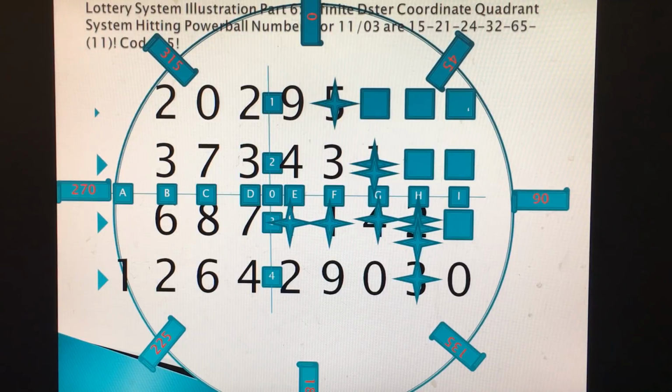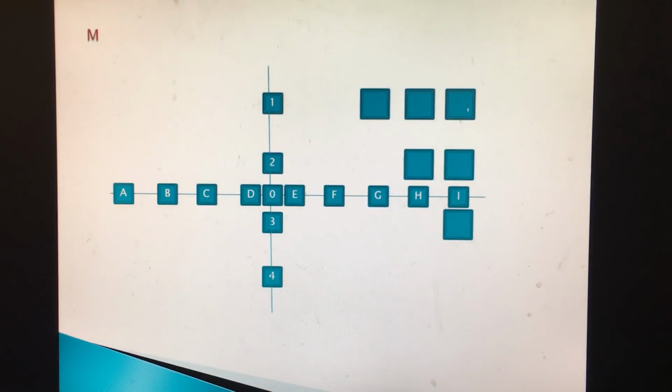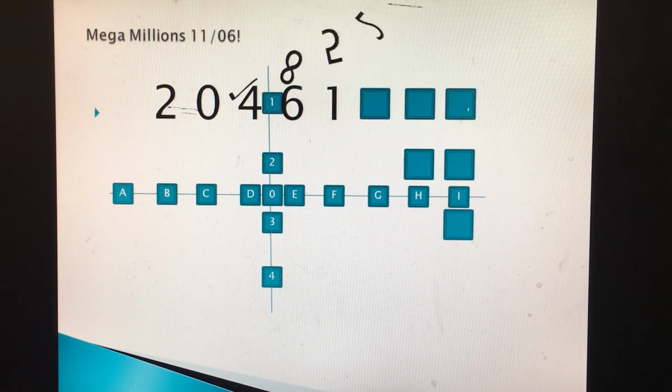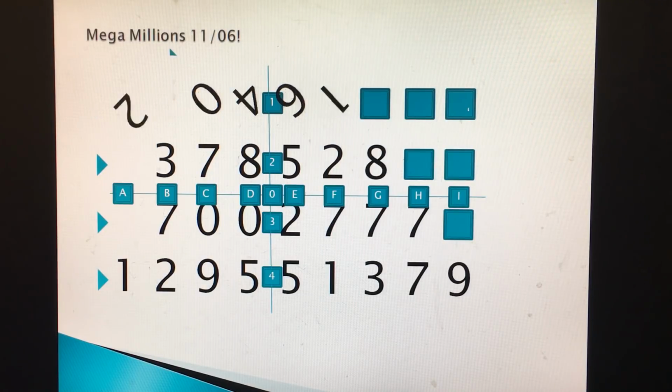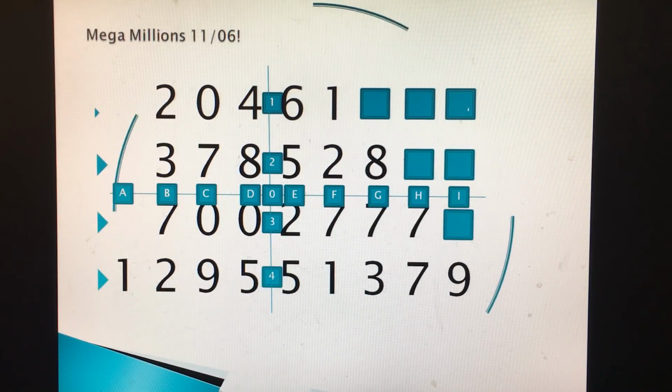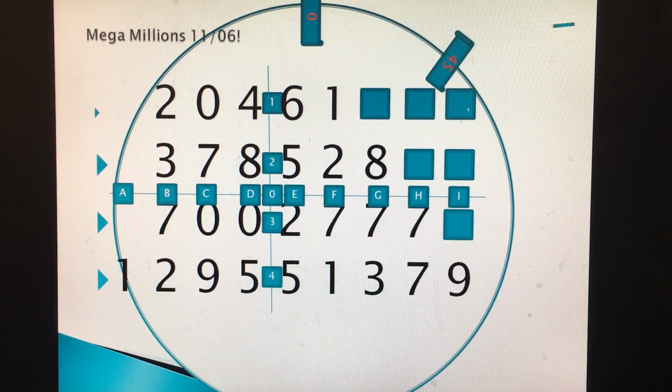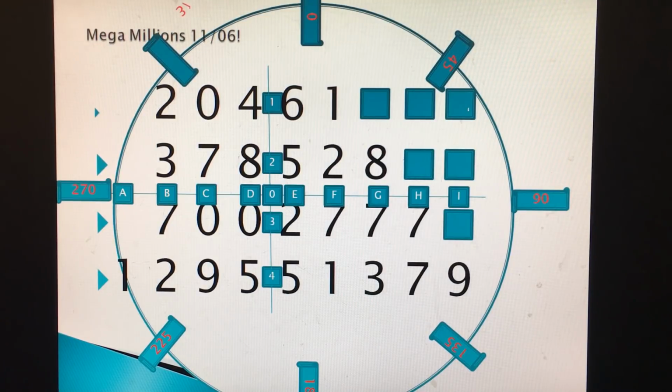So your goal is to find out the right infinite Dster and find out the right circumference to pick your winning numbers. The circumference of the Dster will let you pick all your winning numbers. Now, as you can see, this was used for last night's Mega Millions drawing. And the circumference of the circles was also added to the infinite Dster quadrant system.